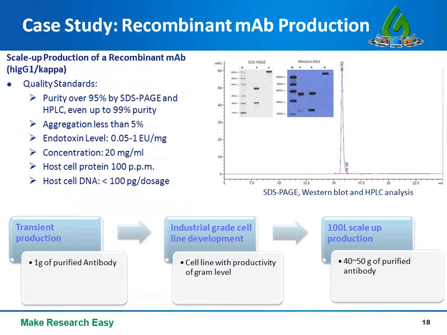With this order, our production team first did a 1 gram pilot transient production to test out the expression level, then developed the industrial grade cell line, followed by 100-liter scale-up production, and obtained close to 50 gram purified antibody.